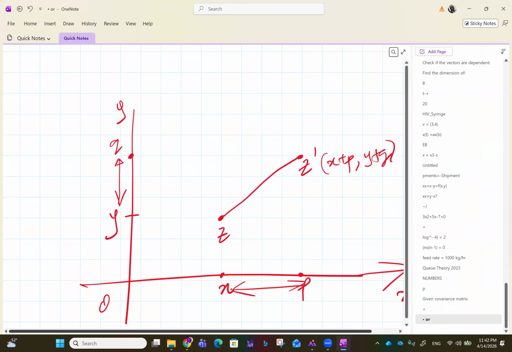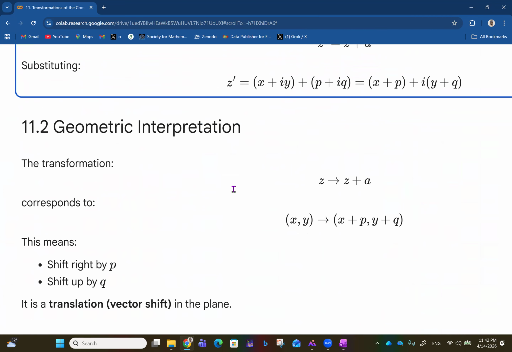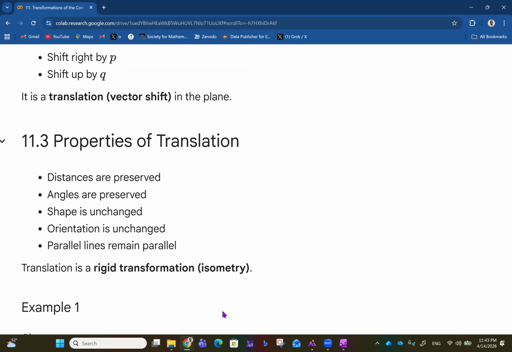So we can then explain this. The geometric interpretation, like I've said just now, the transformation Z moving to Z plus A corresponds to X comma Y becoming X plus P, so you have a shift P, and Y plus Q, a shift Q. So this means there's a shift right by P. If it was negative, it would have been a shift left by P. But this is a shift right by P because it's an addition. Then you have a shift up by Q. So from Y you move Q steps up. So it is now a translation, which you can call a vector shift in the plane, as I've demonstrated on that graph.